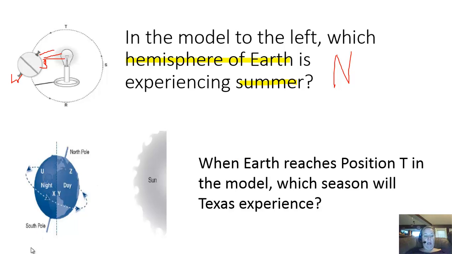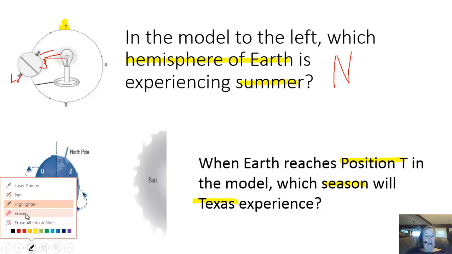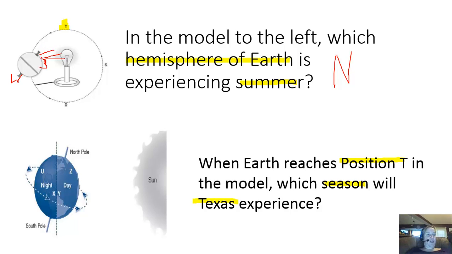All right, second question. Let's get our little highlighter out. When the Earth reaches position T, which is here in the model, which season will Texas experience? Ooh, that's a very good question. All right, so if I've already figured out that this is summer, on this side, then that means that here on S, and here's my tilt, I'm going to have winter in the north because it's opposite seasons, and I'm going to have summer in the south.